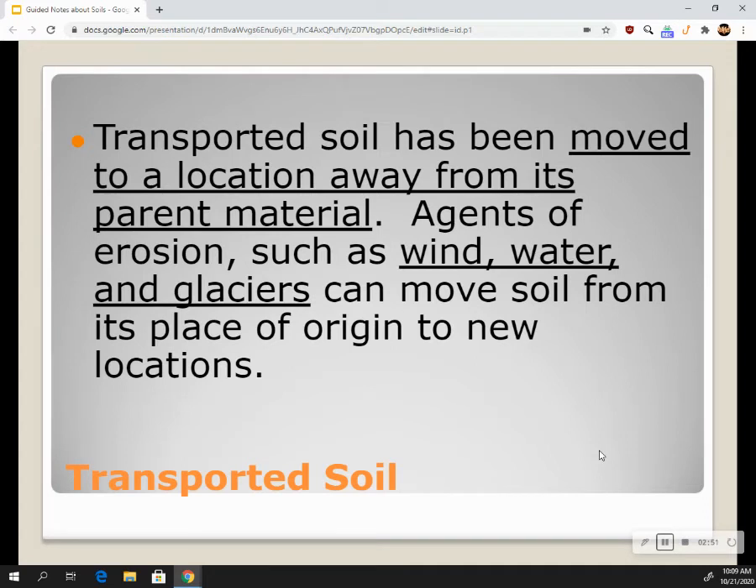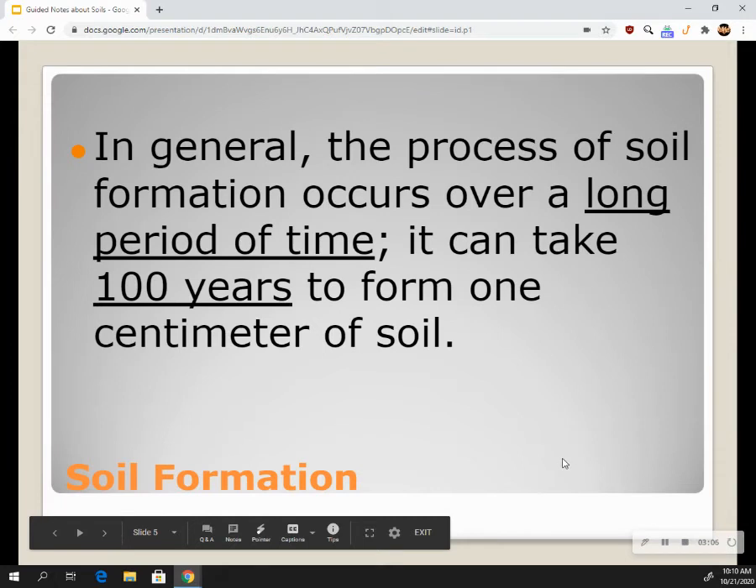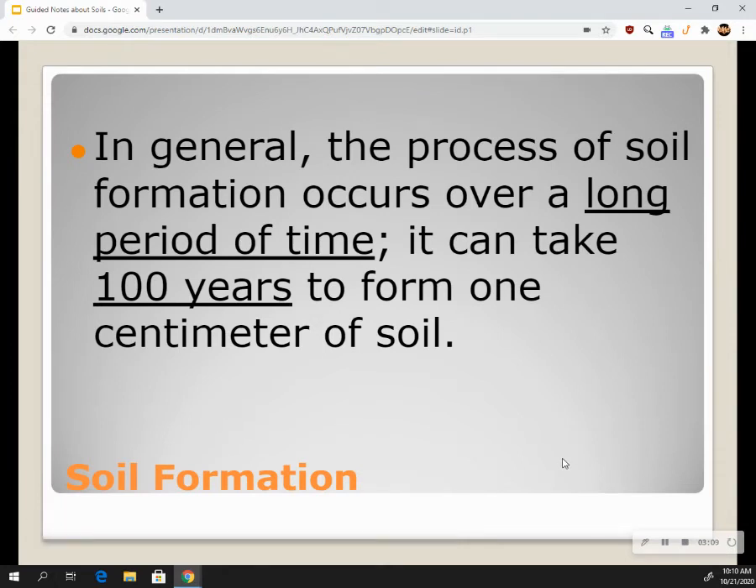So with glaciers, of course, we talked about Pangea, and how different glacial movement shows different types of soil in different places. So this is another way that Alfred Wegener was right with Pangea. So in general, the process of soil formation takes a long period of time. To form new soil, it takes 100 years per centimeter. So it takes a long time to have that new soil take place. So erosion is a long process. It is not a short process.